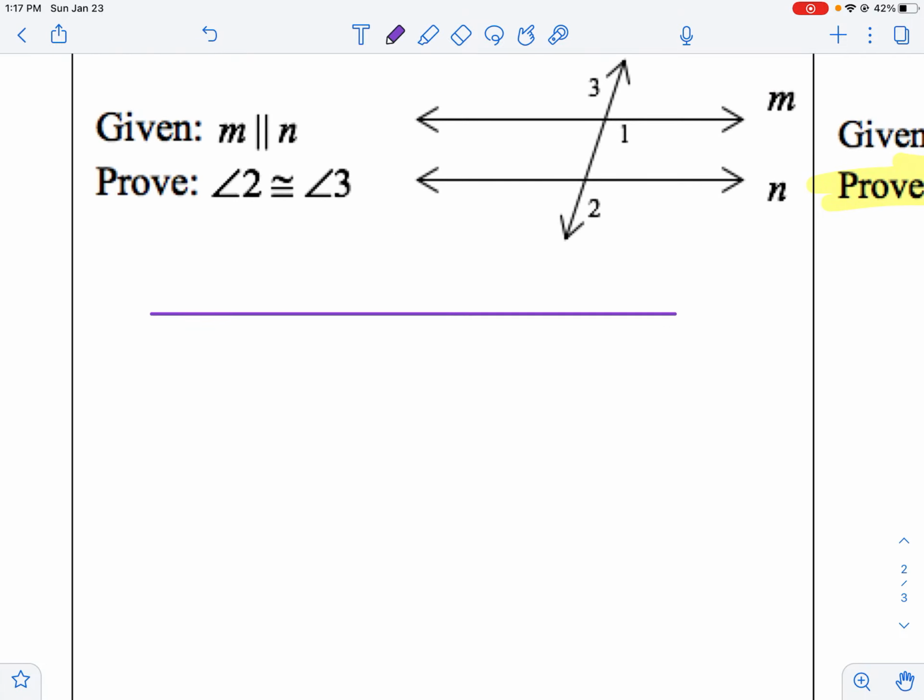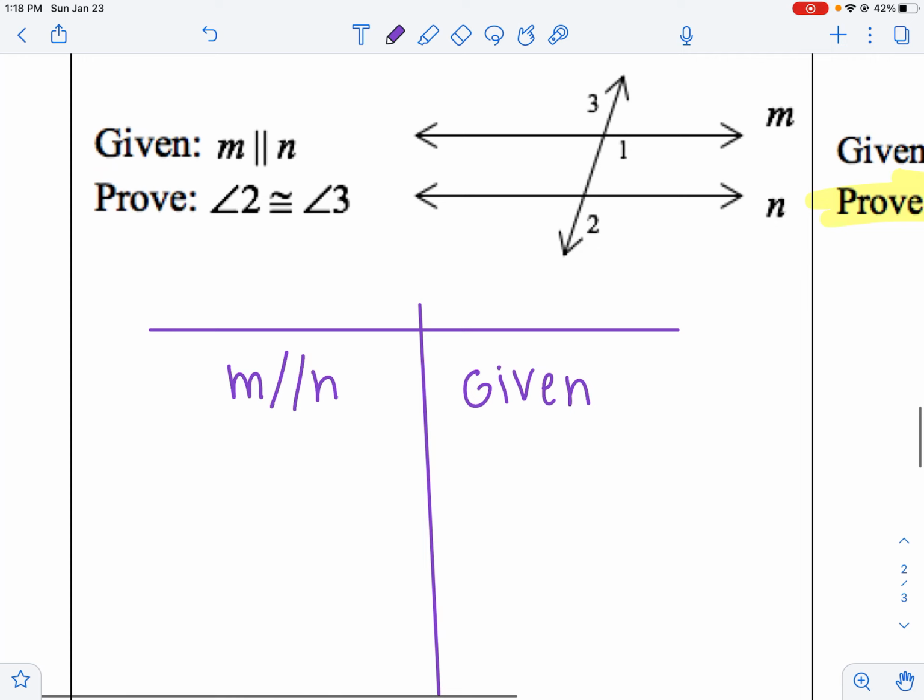But let's go ahead and start with this other one. So it says, given that M is parallel to N. So I'm going to set up my chart. I'm going to go ahead and write out that given. Okay, I'm going to see, is there anything special that I know about angle 3 and angle 2? Is there any type of relationship there? Are they corresponding? Go through your list. Are they corresponding? Are they alternate interior? Are they alternate exterior? Are they same side interior, or are they same side exterior? And if you got alternate exterior, you're right.